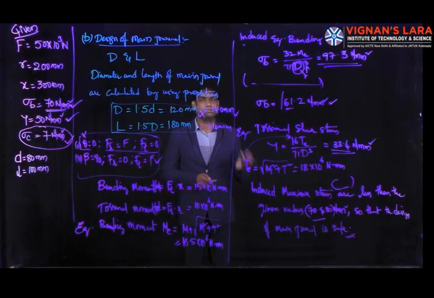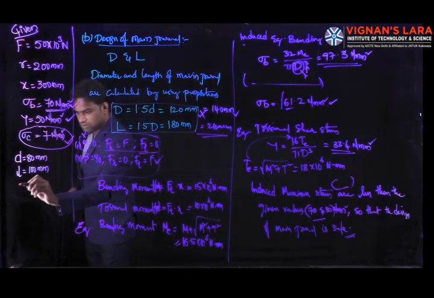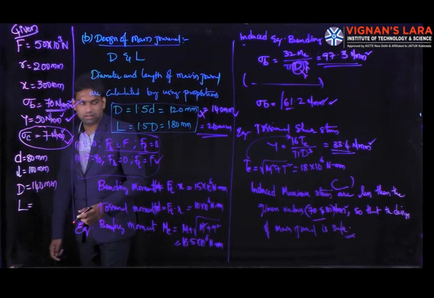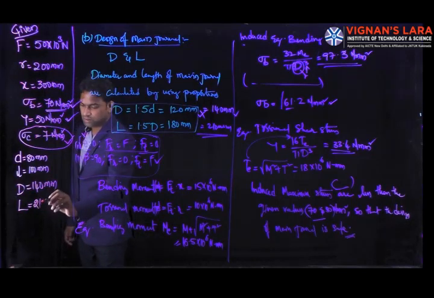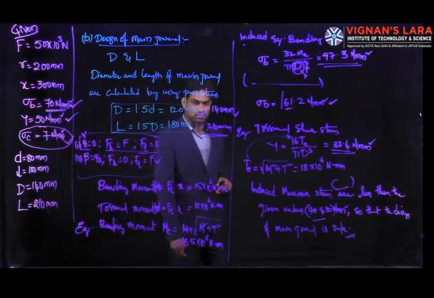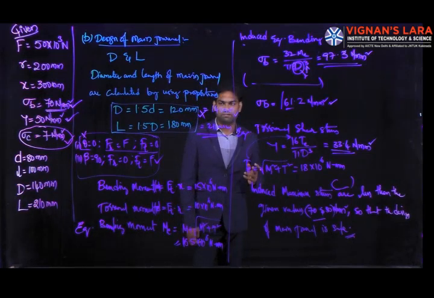So after finalizing the dimensions of the journal, capital D is taken as 140 mm, so that it can withstand the stresses, and the length is taken as 210 mm. So this is the final dimensions of the main journal. Clear? So after finding the dimensions of the main journal, you can go with the dimensions of the web.